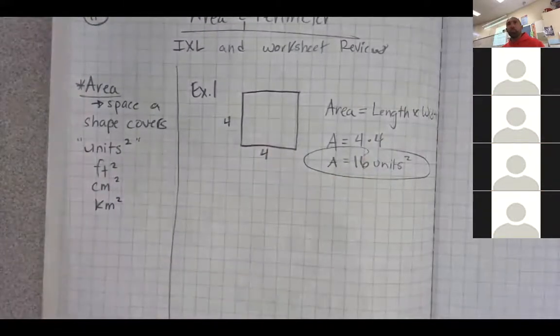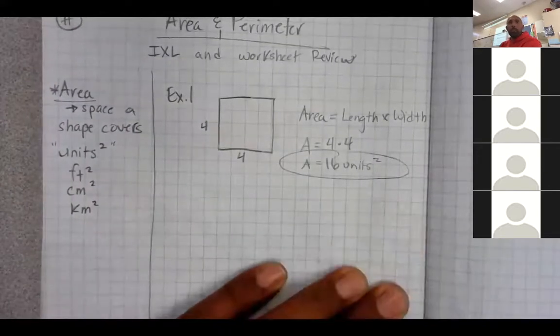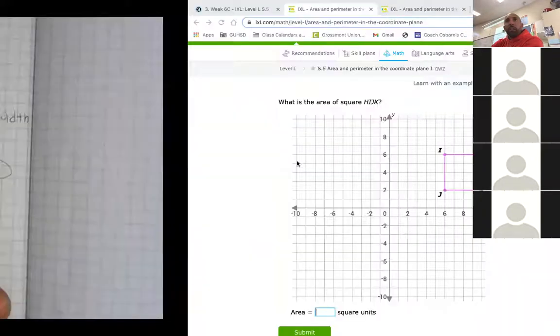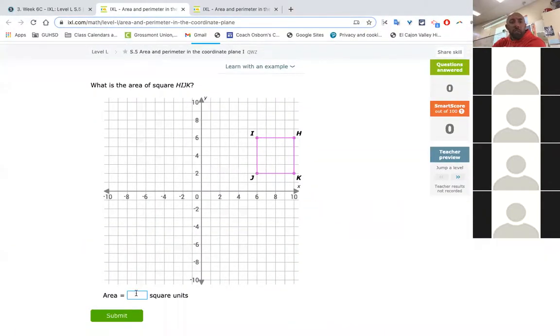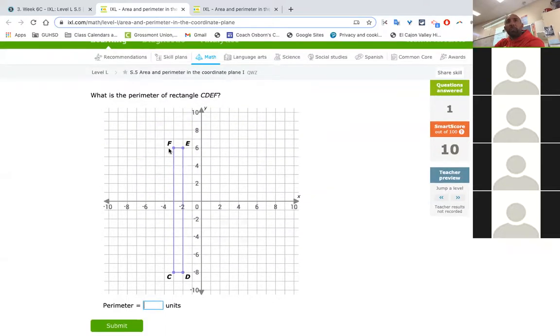Okay, so it's pretty simple. You just multiply one side times the other, and that's it. So if I'm looking at this one, I simply just put 16, and you can see it already says square units. It's written out. So you wouldn't obviously have to write that in here for IXL. You're just typing it in. Okay, so that's all you're doing for these.